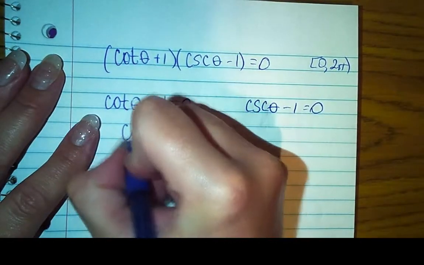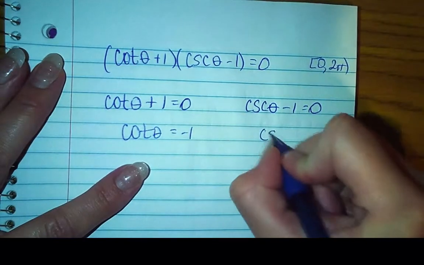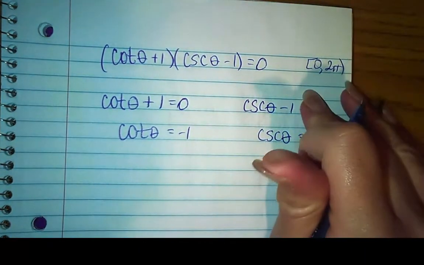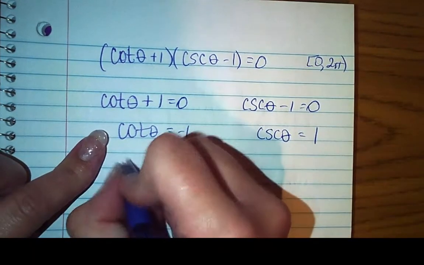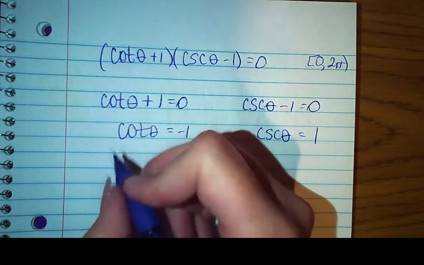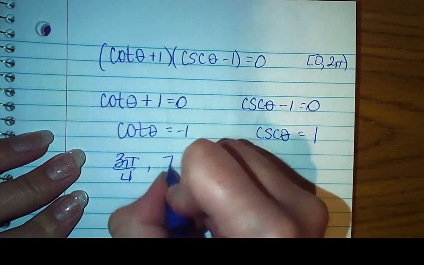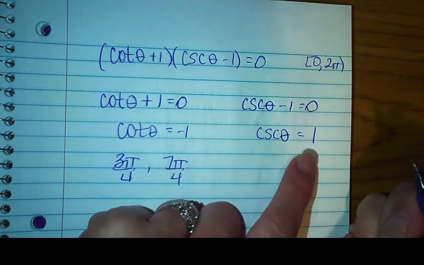So now solve. Where does cotangent equal negative 1, and where does cosecant theta equal positive 1 within one lap of the unit circle? So where does cotangent equal negative 1? That's going to be in quadrants 2 and 4, which is going to be 3 pi over 4, and again it's 7 pi over 4. Where does cosecant equal 1?